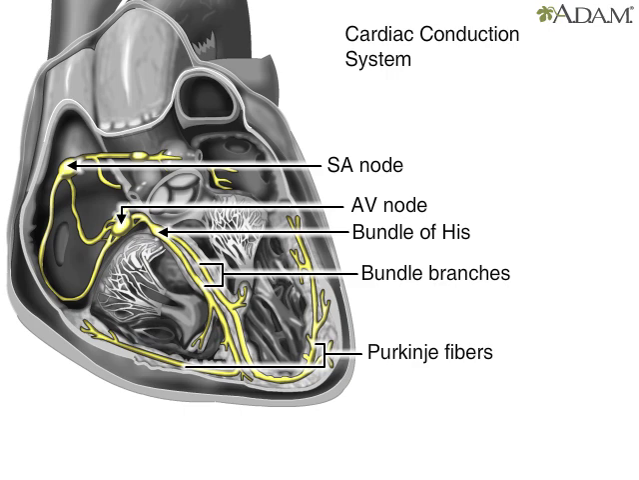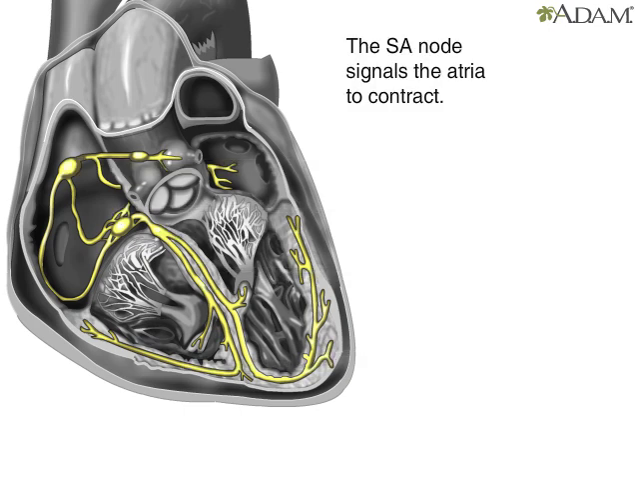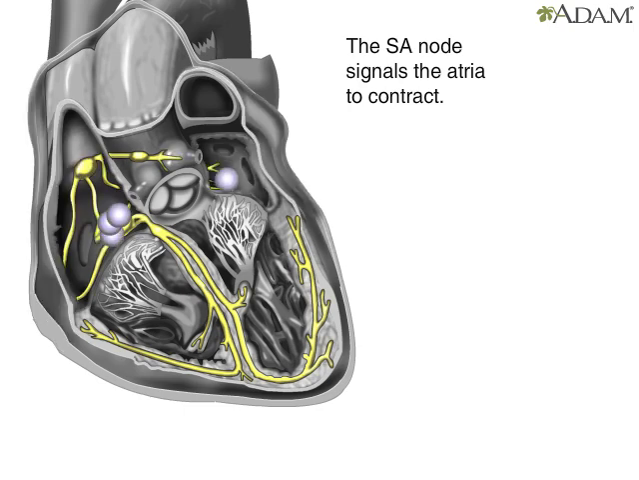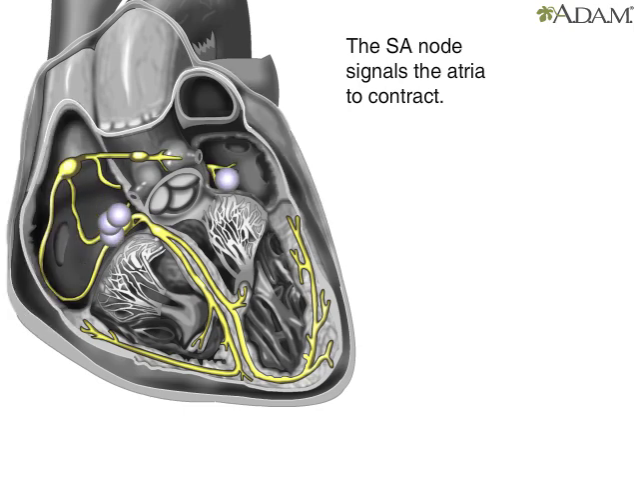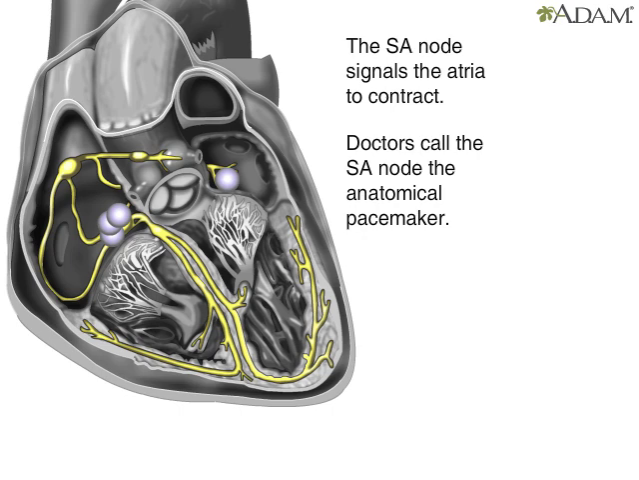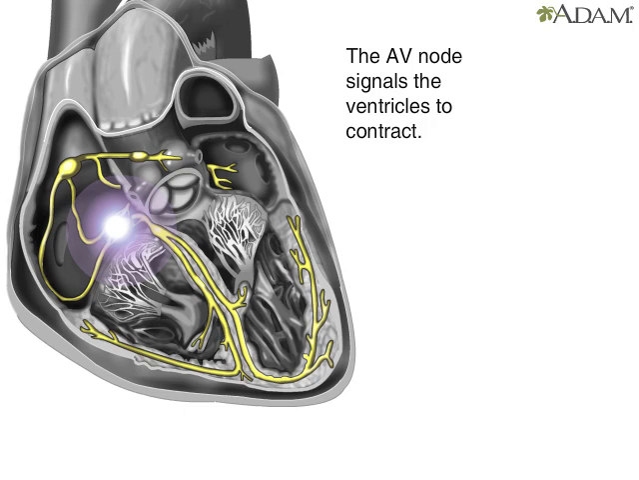Let's follow a signal through the contraction process. The SA node starts the sequence by causing the atrial muscles to contract. That's why doctors sometimes call it the anatomical pacemaker. Next, the signal travels to the AV node, through the bundle of His, down the bundle branches, and through the Purkinje fibers, causing the ventricles to contract.